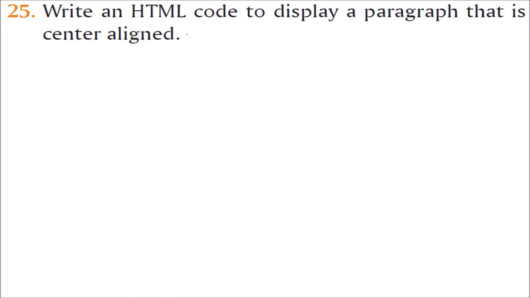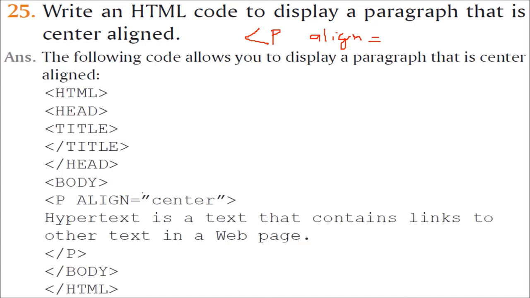The next one is, write an HTML code to display a paragraph that is center aligned. So you have to use P and the property align equal to center. So this is how you are going to write it, align equal to center. So P align equal to center, inside that you can write any content and end it with P.